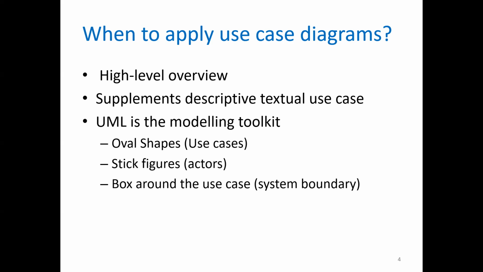UML is the modeling toolkit that you can use to build your diagrams. Use cases are represented with labeled oval shapes. The stick figures represent actors in the process, and the actor's participation in the system is modeled with a line between the actor and use case. To depict the system boundary, a box around the use case is drawn.